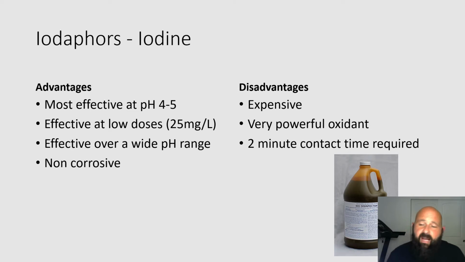Iodophors are great. They use them commonly in the beer industry because they like a little higher pH, and you don't need a very high dose. It's non-corrosive. The downside is it's expensive. It's a powerful oxidant, so you don't want to get it in your wine. You need a fairly long contact time. And the last thing I don't have written down is it dyes everything orange.